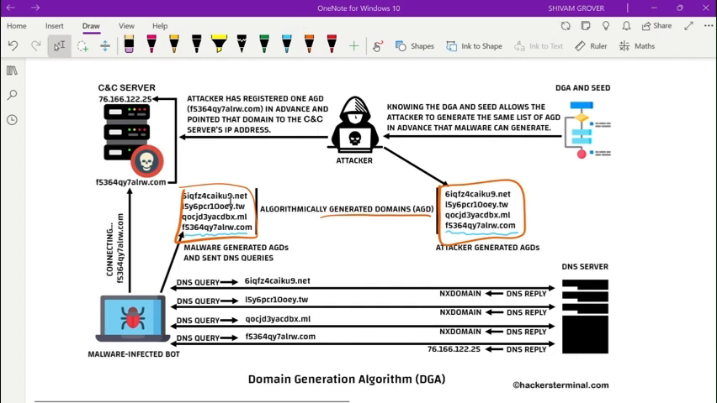So when the infected host tries to reach out to these domain names, the first three domain names don't work because they are not registered. But when they query for the fourth domain name, they get a response, which is the IP address of the CNC server. And then using this IP address, which they get from the DNS server, they can set up the communication with the C2 server using that IP address.